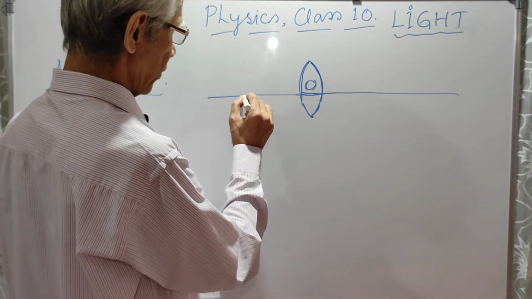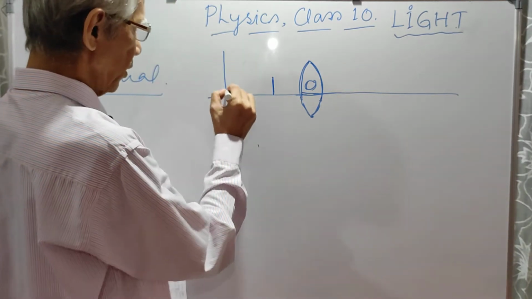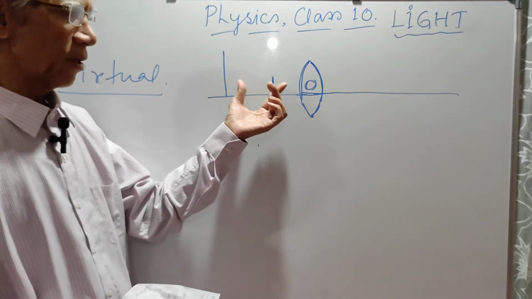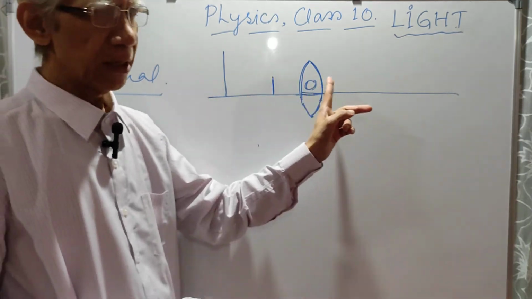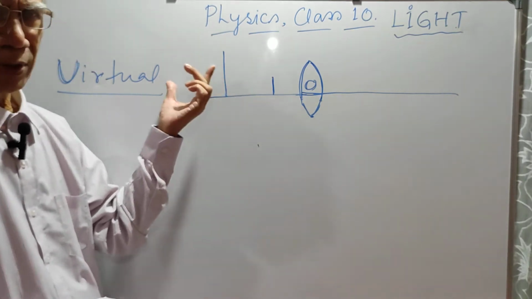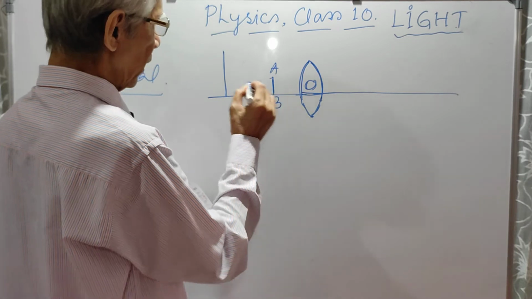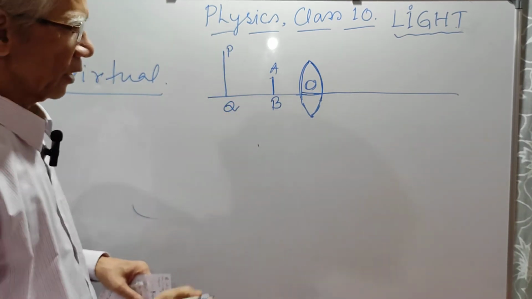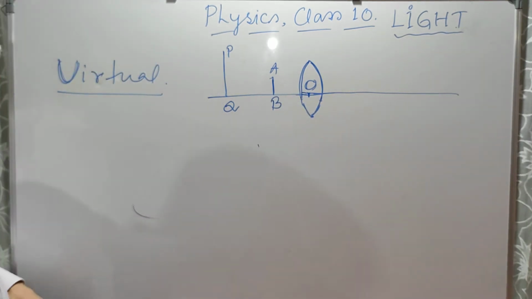So this is the object, and this is the image. In case of virtual image, object and image are on the same side. In case of real image, the object is on the left side, then the image is on the right side, on opposite sides. But in case of virtual image, both will be on the same side. So this is object AB and this is image, suppose PQ. Now this is the optical center.